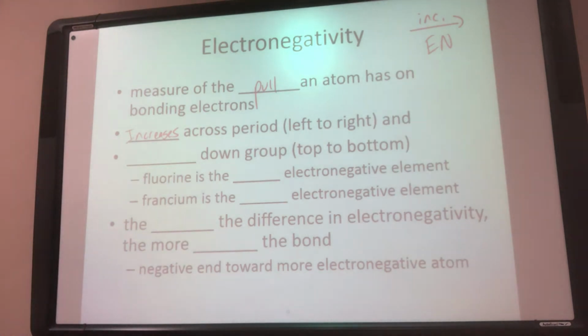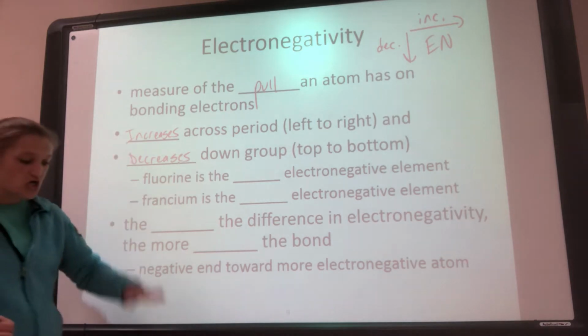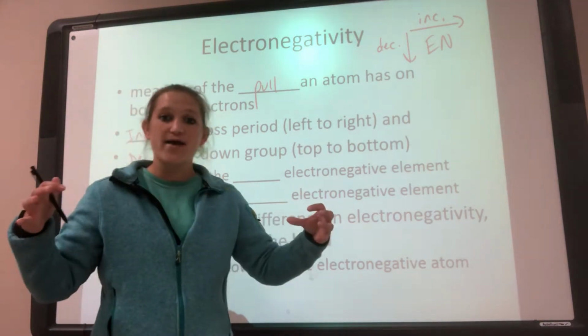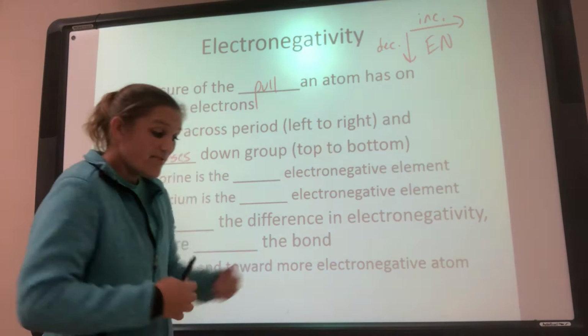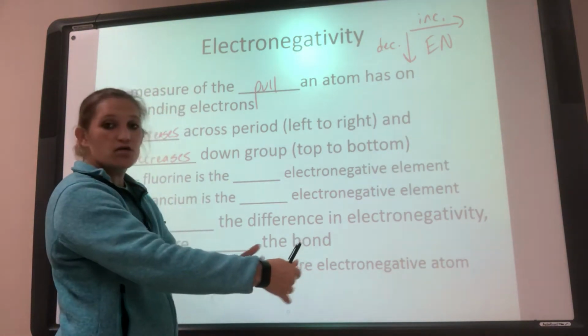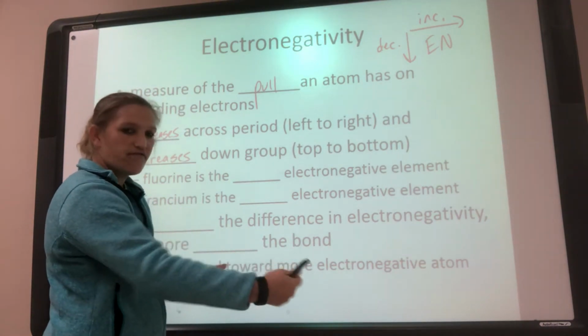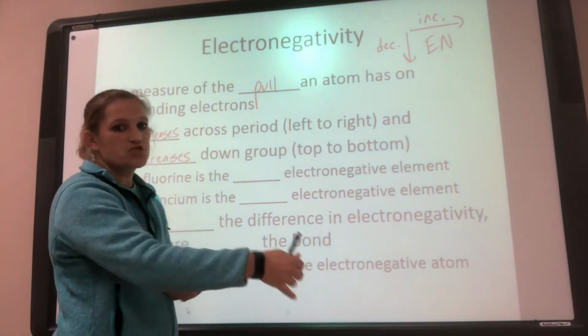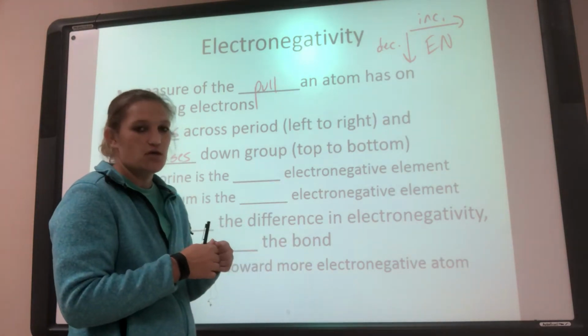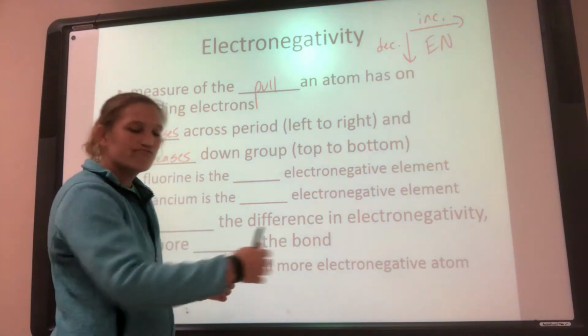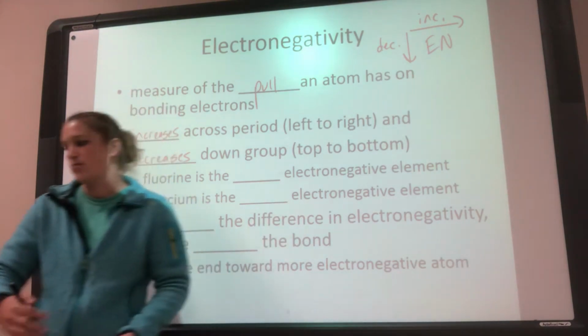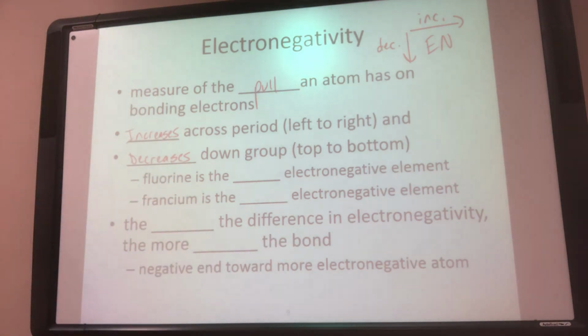All right, when I go down a group, my electronegativity decreases. When I go down a group, the reason it decreases is because the size of my atom gets bigger. So if I'm a bigger atom and these electrons are between me, I don't really feel them. My nucleus doesn't feel them as much as if I was smaller, because then I'd be closer to them. So the bigger my atom, it's a little harder for me to do the pulling. Okay?